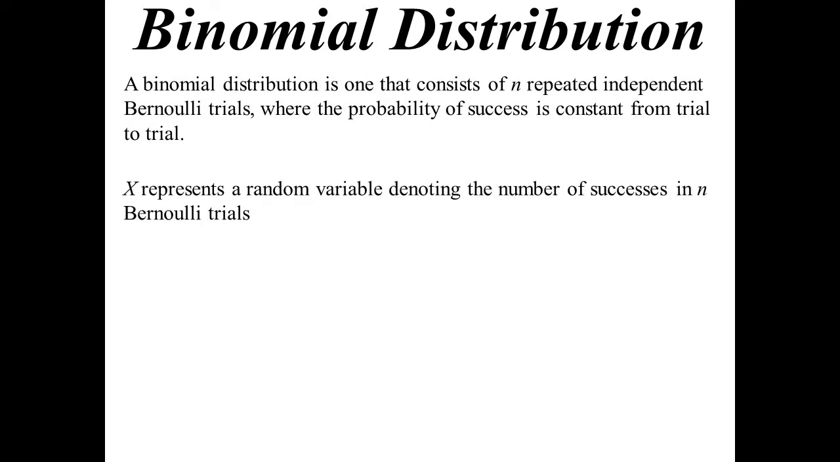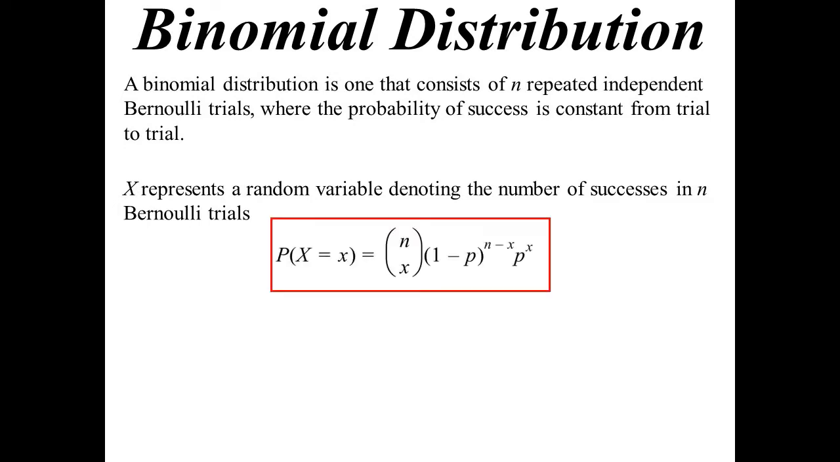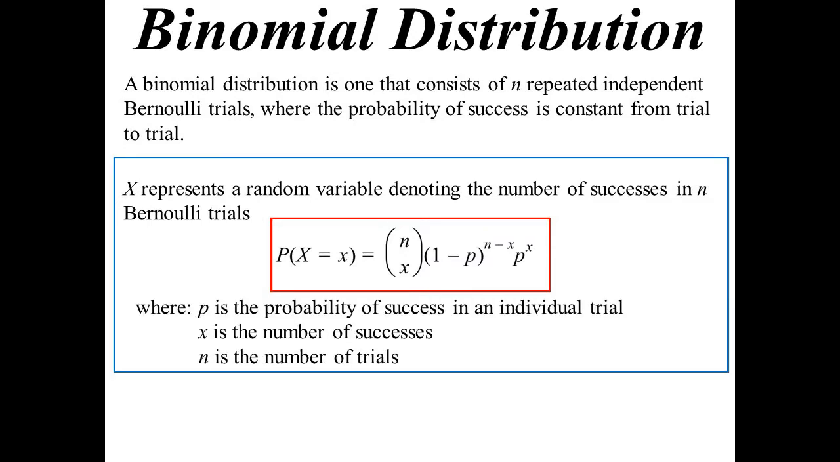what binomial probability was. X will represent the random variable denoting the number of successes in the Bernoulli trials, and there is the formula, which is exactly the same as the binomial probability formula from yesterday. The only difference is I've put 1 minus p instead of q. Okay, so p is the probability of success, x is the number of successes, and n is the number of trials.